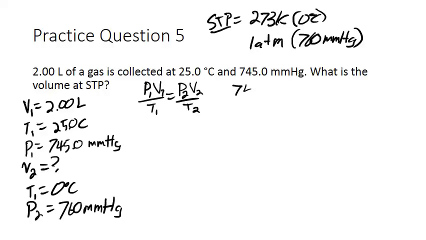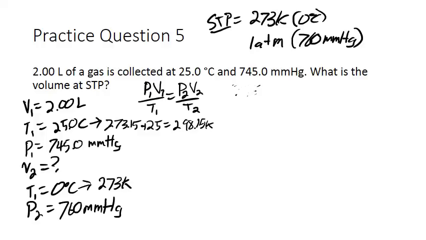So our P1 is 745. Oh, and before we get to that, let's convert everything first, and then we'll get to that. So we have to convert the degrees Celsius to Kelvin. So again, all you're doing is adding 273 to this number. Just add them up. So it comes out to 298.15 K. And again, this is just standard temperature and pressure, so it's the same as 273 K because we wrote it up here.